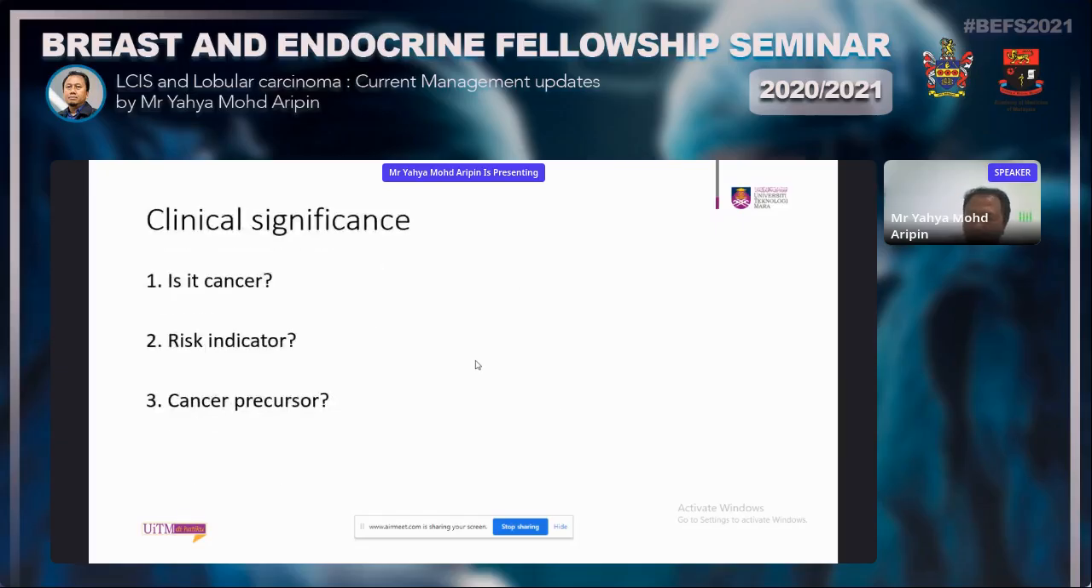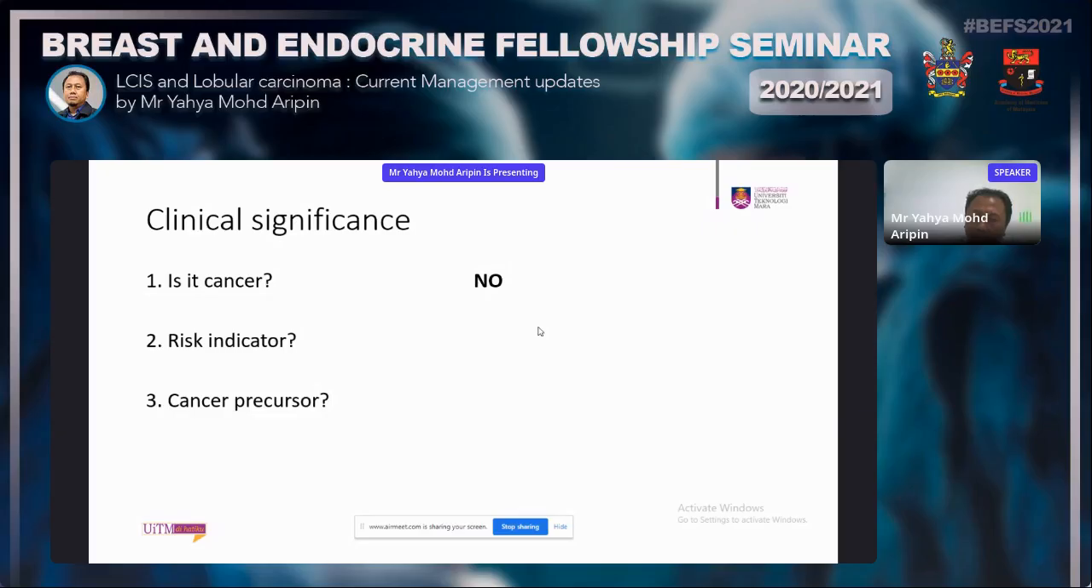What is the clinical significance of LCIS? Is it cancer? If we compare with DCIS, we know that DCIS is considered a cancer, an early cancer, right? But what about LCIS? Is it cancer? No, it is not.